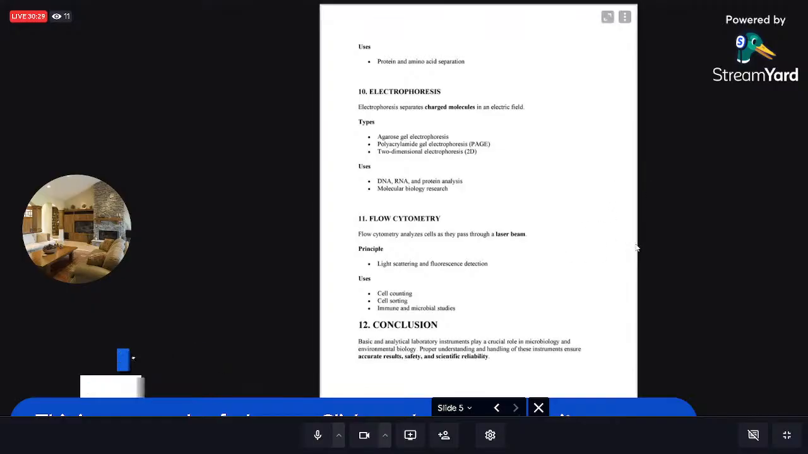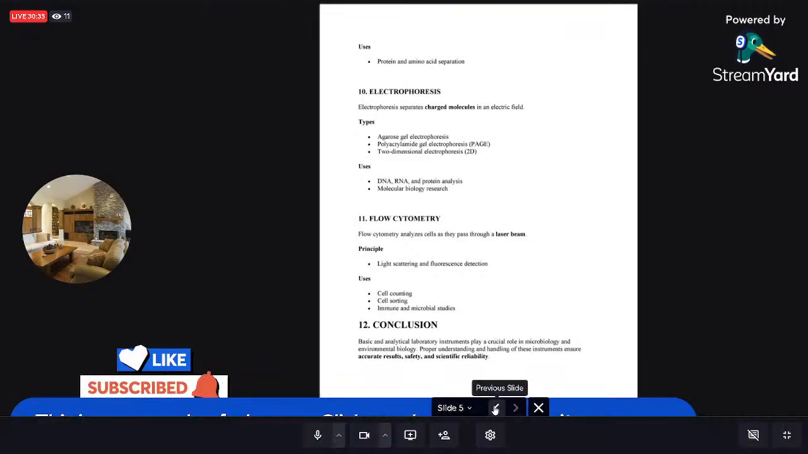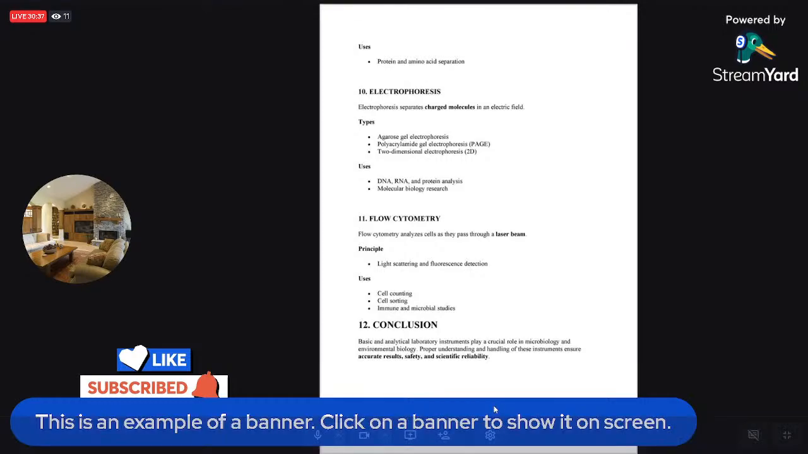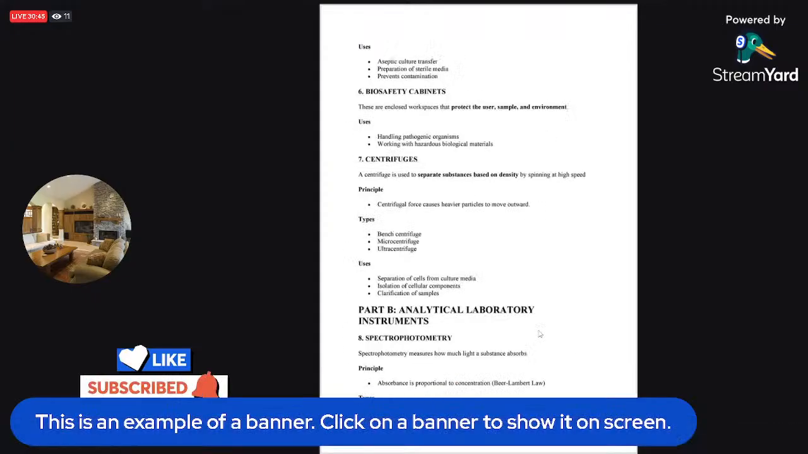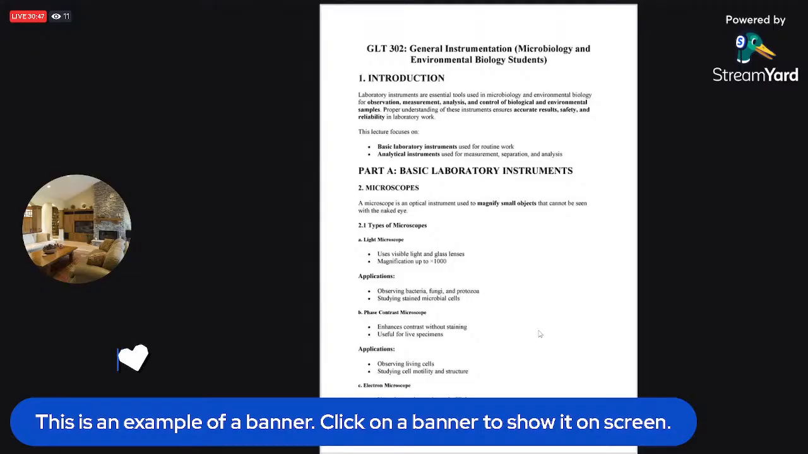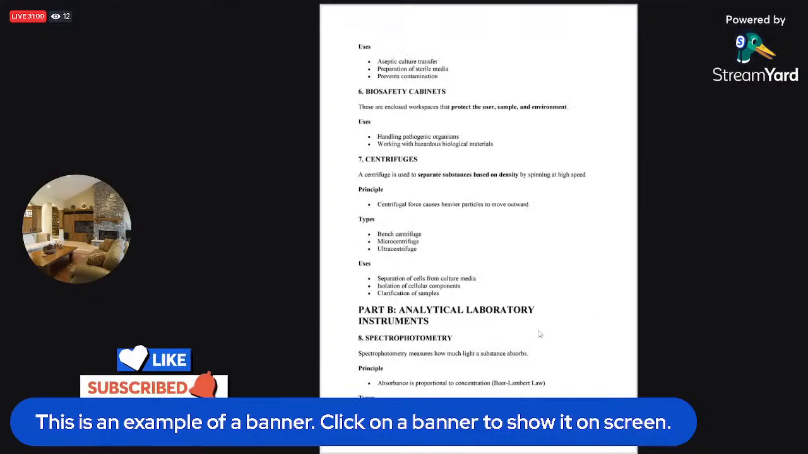Just like I said, these are the two major things that we actually need to do in this. Don't forget what I said, that we started with the basics. What are the basic instruments that we use in the laboratory? Microscope, centrifuge, autoclave, incubators, laminar flow hood, biosafety cabinets. You need to know all these. We have BSL 1, BSL 2, BSL 3.